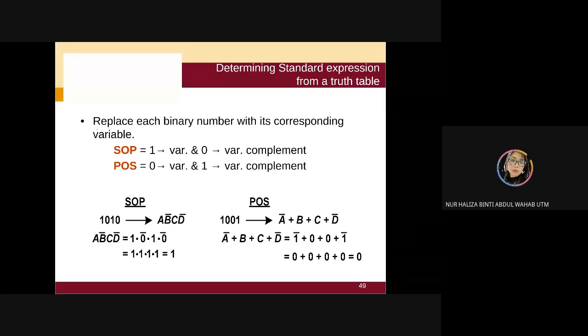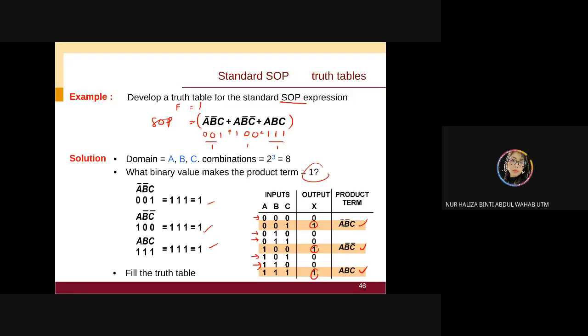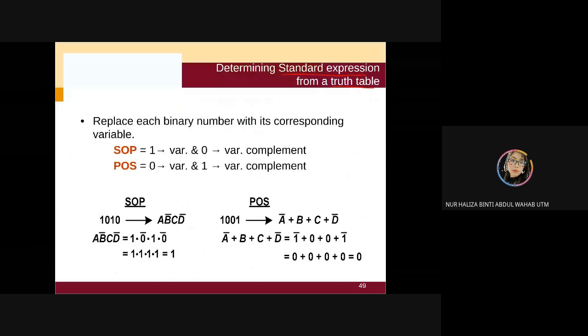And you can see, determine standard expression from truth table. Last time we saw from a Boolean expression, you express it in the truth table. But when you are given only the truth table, how do you express your Boolean expression? Let's say it is a SOP, how are you going to convert to your Boolean expression? Let's say for POS, how to convert to Boolean expression?